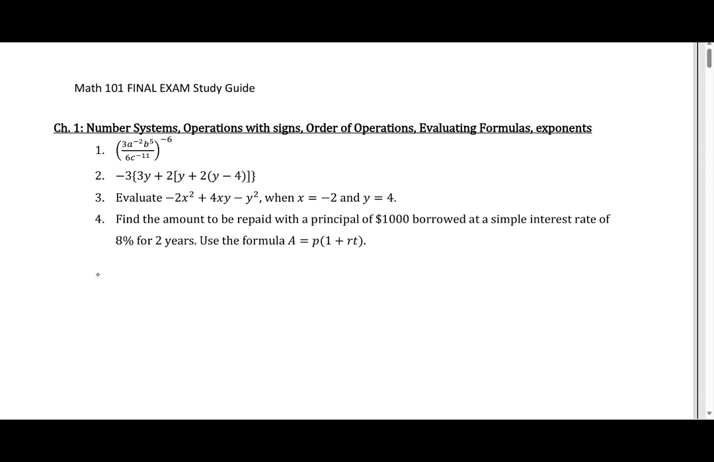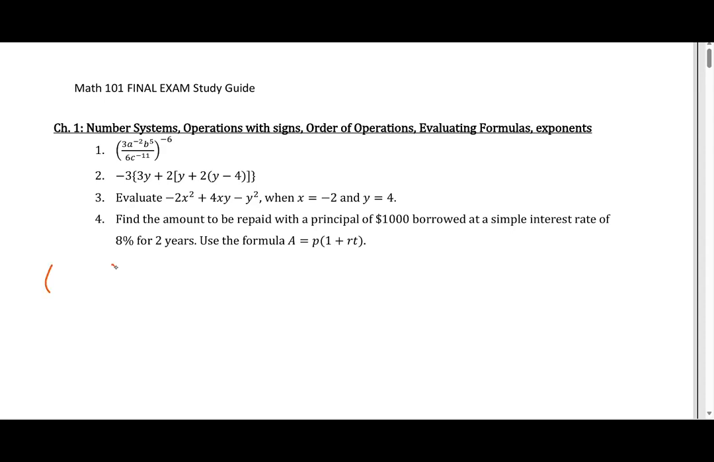We're going to do one chapter of these problems at a time. So we'll start with chapter 1. Number 1 here is an exponential problem. So we're going to start by moving any negative exponents we can and simplifying inside the parentheses.